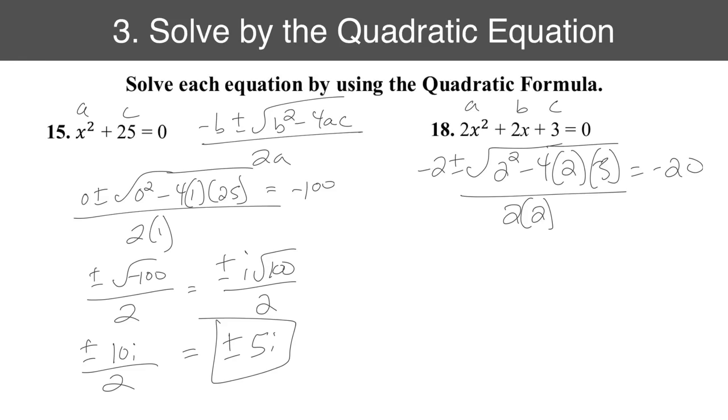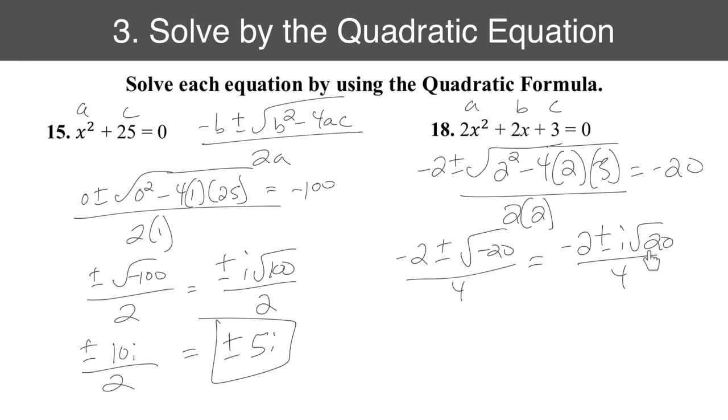So let's rewrite what we have so far. Negative 2 plus or minus the square root of negative 20 all over 4. So the first thing I'm going to do is take that negative off and make it an i. So negative 2 plus or minus i square root of 20 all over 4. So what I need to do now is take this 20 right here, which is not a perfect square, and simplify or break it down using perfect squares.